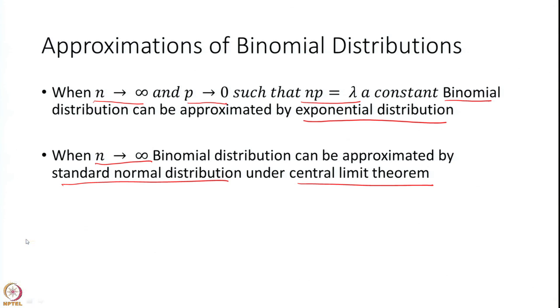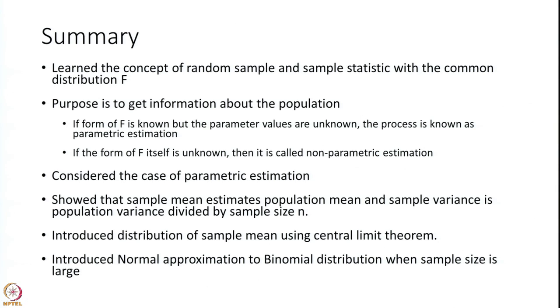So, with this, let us summarize what we learned today. We learned the concept of random sample and sample statistic with the common distribution function f, which is the population distribution function. The whole purpose of this session and the sessions coming up is to get information about the population through the random sample. If you know the form of the population distribution function f, it will be called parametric estimation. If you do not know the form of f, then it is called non-parametric estimation. In this course, we are considering only parametric estimation.